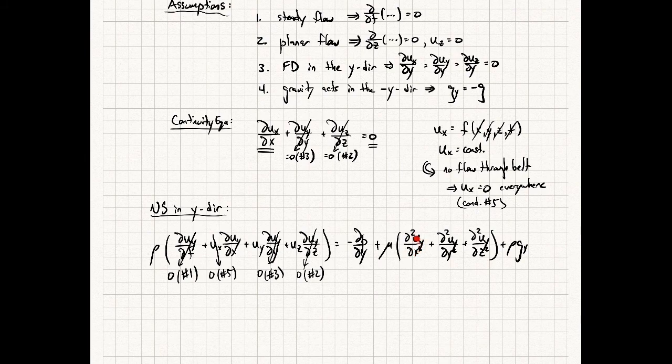D squared uy dx squared, that one we can't say anything about. There's nothing in our assumptions or continuity equation that we can do for that one. So that one needs to stay as is. But the next one we can set to 0 because it's fully developed in the y direction. The next one is 0 because it's planar, so that's number 2, assumption number 2. And g sub y is equal to minus g. That's from number 4.